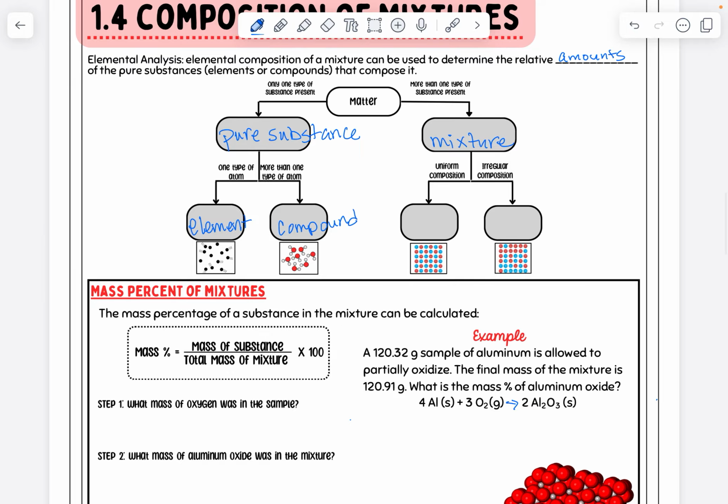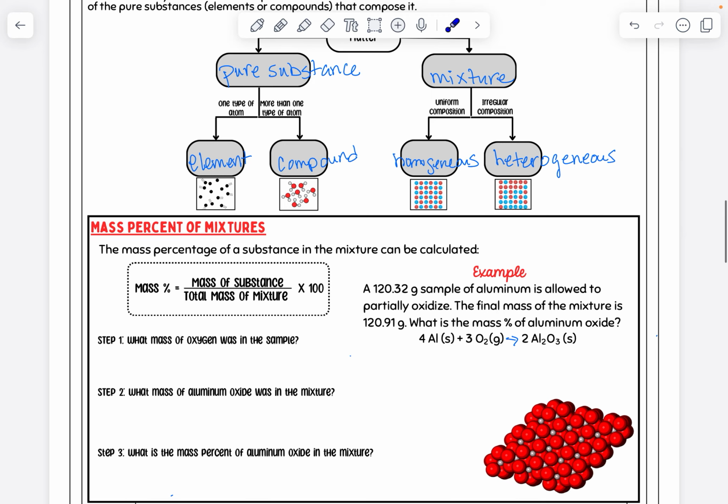If it's got a uniform composition, it's a homogeneous mixture. And this picture below depicts that. So you'll see that there's a uniform distribution of different compounds or compounds and elements. And if it's got an irregular composition, we call that heterogeneous. So meaning each time you take a sample of that, you're going to get a different ratio or proportion of the different elements and compounds that make up that mixture.